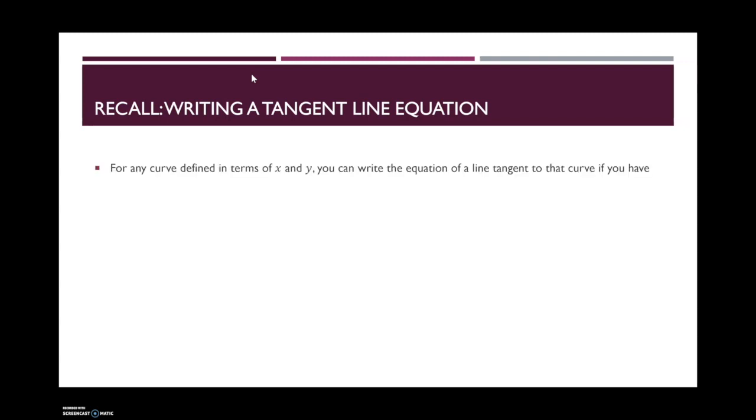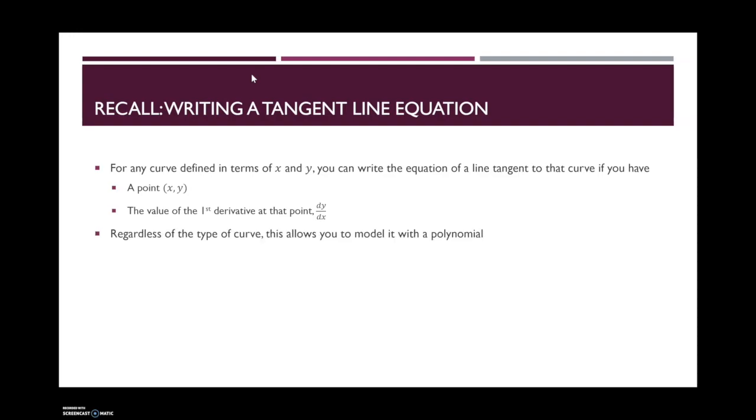So for any curve defined in terms of x and y, you can write the equation of a line tangent to that curve if you have a point, an ordered pair x comma y, and the value of the first derivative at that point, dy/dx, or the value for the slope at our given point. Regardless of the type of curve, even if you have to use implicit differentiation, this allows you to model it with a polynomial at that point. But it's a very simple polynomial, it's just a straight line.